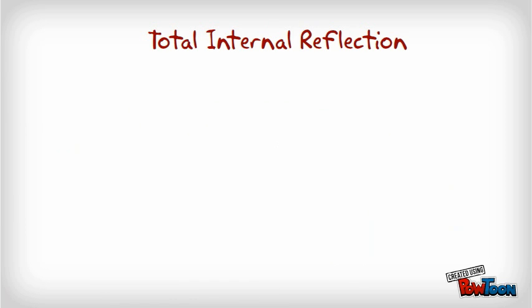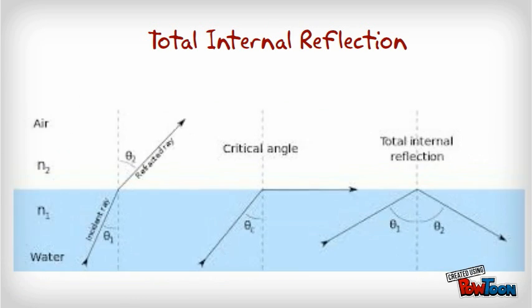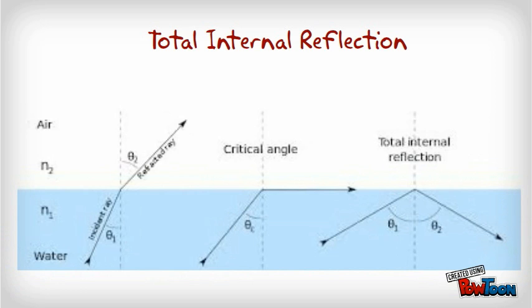Let's consider what happens in total internal reflection. Here we have our light ray, again coming up through a more dense medium such as water, and it hits the interface between the water and the air, and it's refracted, it's bent away from the normal. Now at the critical angle, which is shown in the middle picture, the light will not actually emerge into the air, but it will track along the interface between the air and the water. When that happens, the incident angle is called the critical angle.